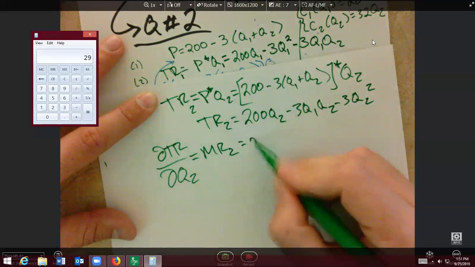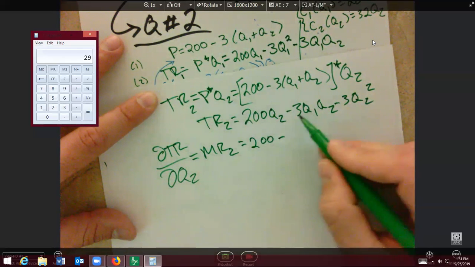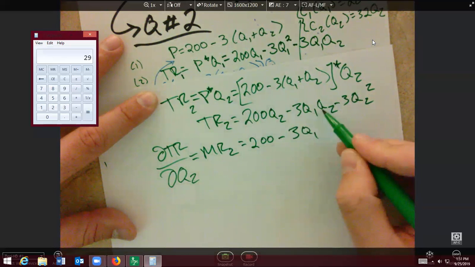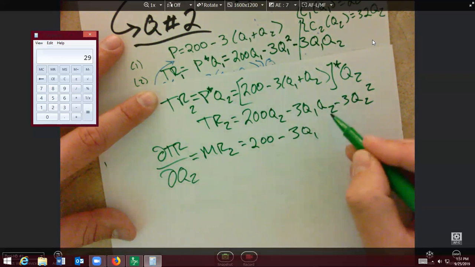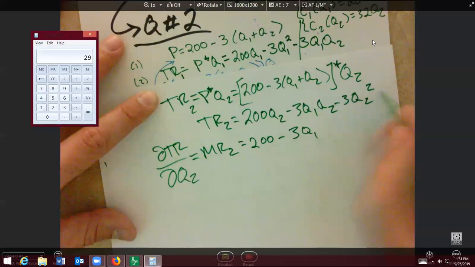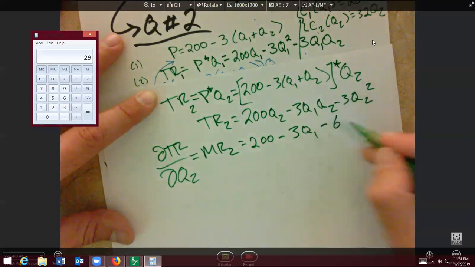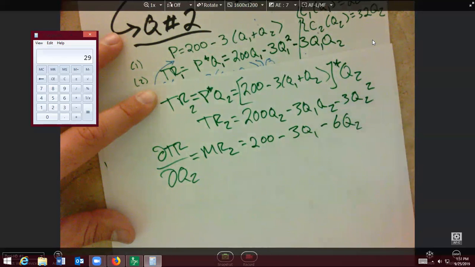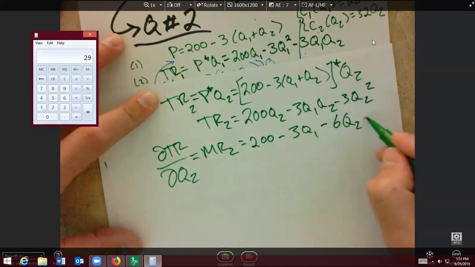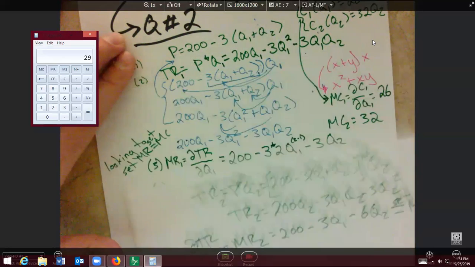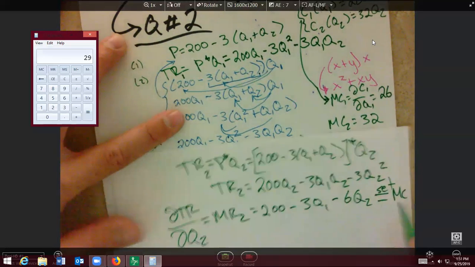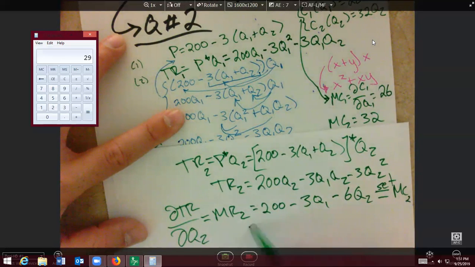So this is going to be equal to 200. It's just a constant. We're going to do minus 3 times Q1 because, again, Q1 is treated as a constant, and we're taking the derivative with respect to Q2. And then this one, we're going to treat like any other x squared. It's going to be 2 times that 3, so minus 6Q2 to the first power, right? So that's our marginal revenue curve. We're going to set that equal to our marginal cost curve, right? Our marginal cost, we know, is 32 for firm 2. And so we're going to say 200 minus 3Q1 minus 6Q2 is equal to 32.